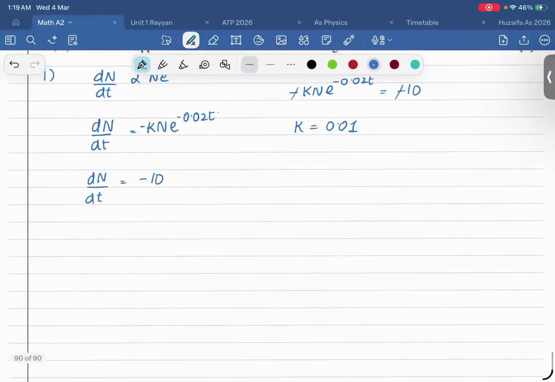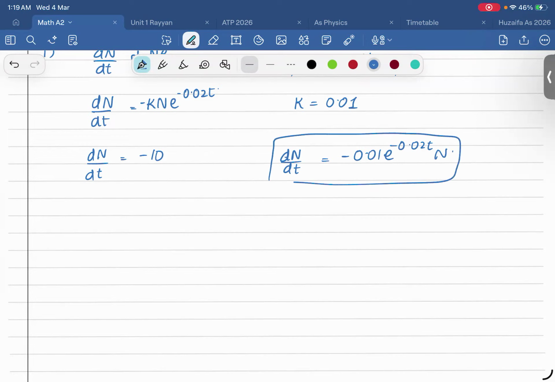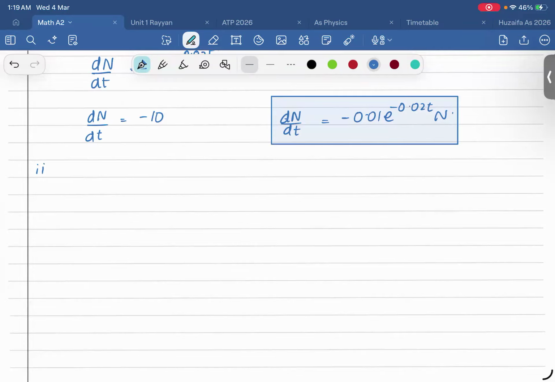To put that back into the equation, you will get dn over dt is equal to negative 0.01 e to the negative 0.02 t and then n, right? So this is the equation. I just wrote it as minus 0.01 n e. It's a multiplication, so both ways are possible. Now, this is what we have shown.